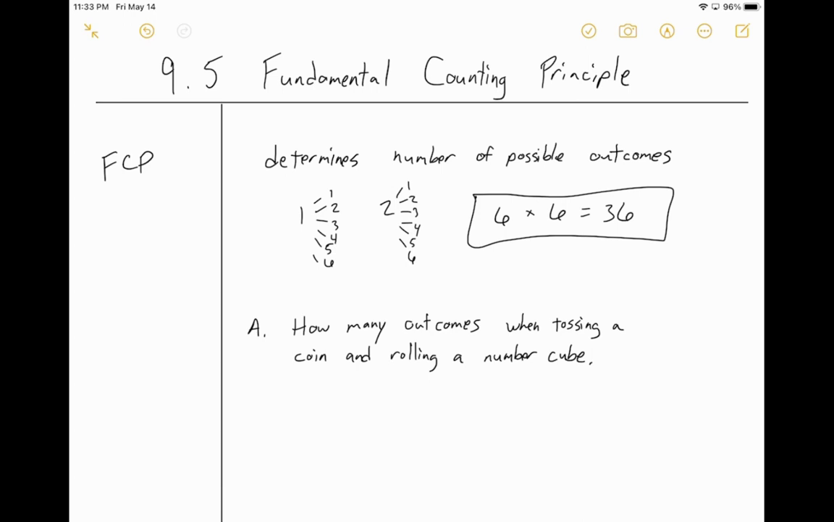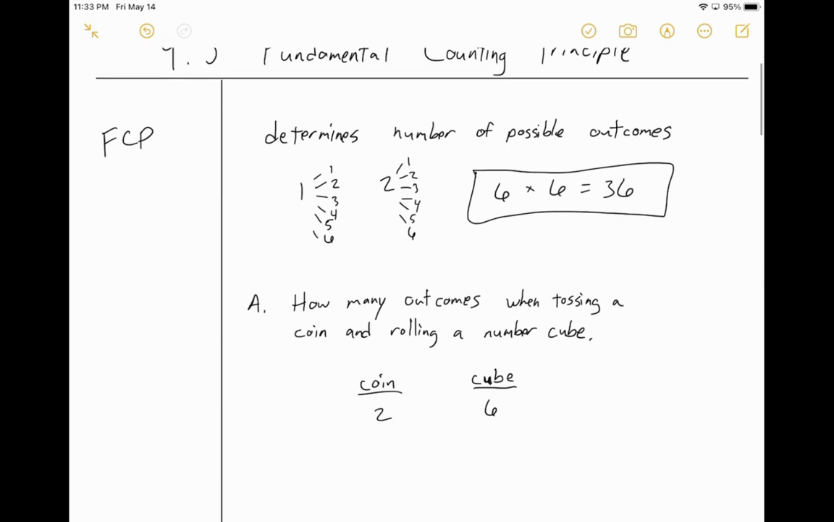Okay, well, let's start with the coin. When you flip a coin, there are only 2 options, right? Heads or tails. So if I flip a coin, there are 2 things that could happen: heads or tails. When I roll a number cube, or a die, I can get a 1, a 2, a 3, a 4, a 5, or a 6, right? So there are 6 possibilities. So how many total outcomes are there? All you have to do is multiply these numbers. So 2 times 6, there are 12 possible outcomes.